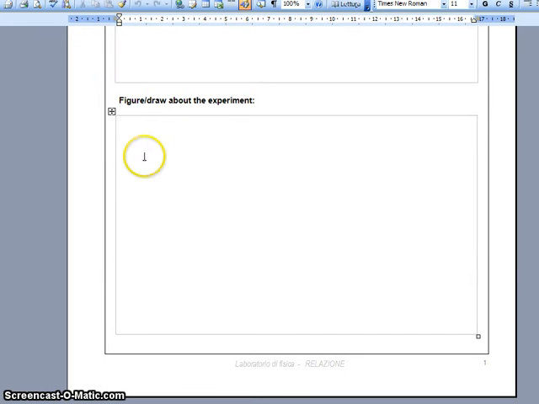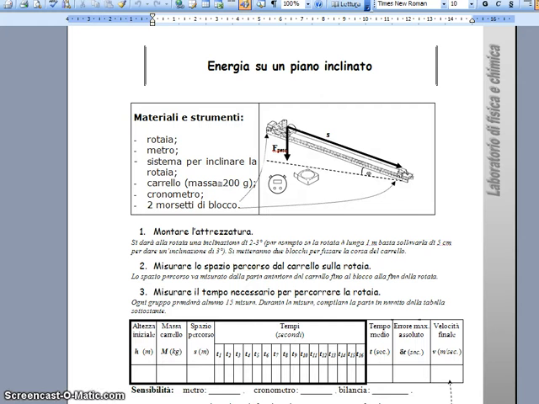In the second section, you have to draw a figure about the experiment. We remember that our experiment is about an object that moves on an inclined plane. A situation similar to what we show in this figure.